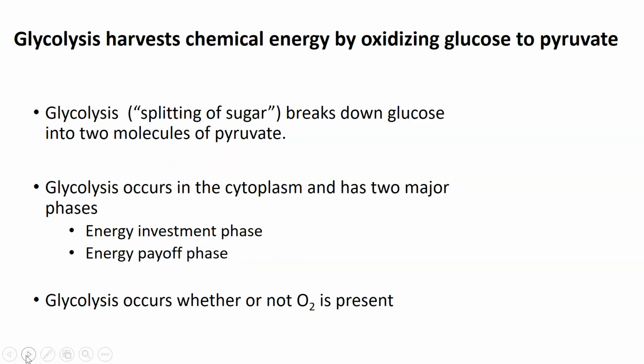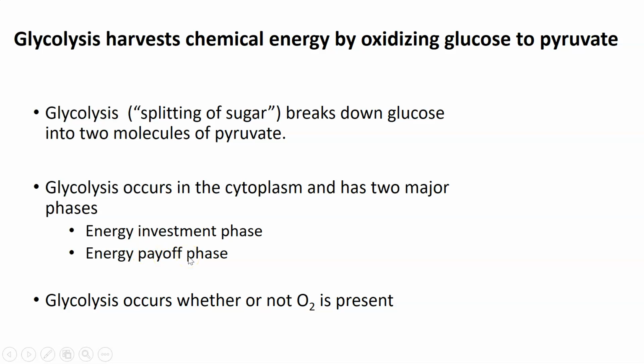So just a bit of repetition here. Glycolysis is the splitting of sugar. Lysis means breaking up, and glyco refers to sugar, so glycolysis is the breaking up of sugar to break down molecules into pyruvate. Glycolysis occurs in the cytoplasm, so we've already mentioned that, but it has two major phases: an energy investment phase and an energy payoff phase.